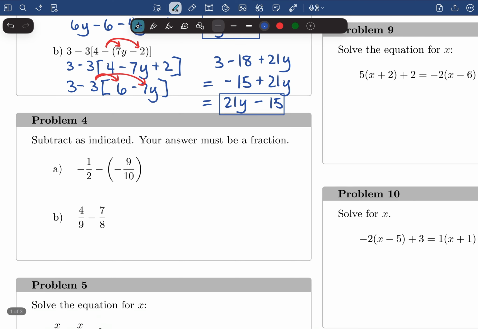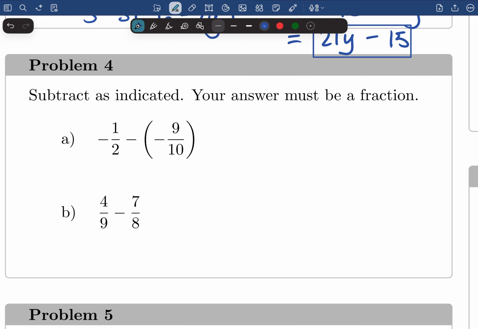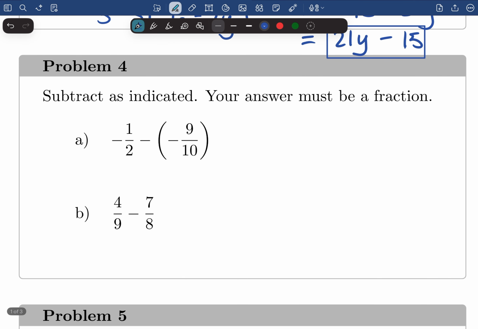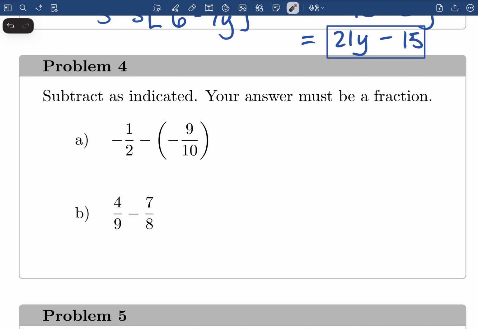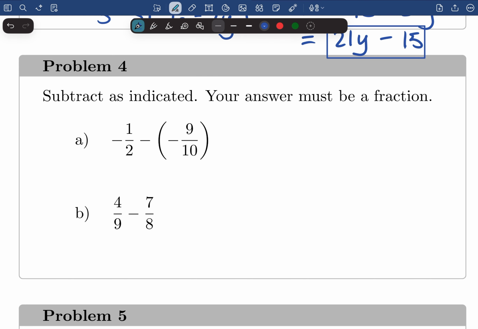Let's move forward to problem number 4. Now we encounter fractions. We talked about how to add, subtract, multiply, and divide fractions in our lessons together, and now let's practice that. We'll notice that these fractions that we're going to subtract and add have different denominators. They have unlike denominators, so you may want to refer back to how we handle that.